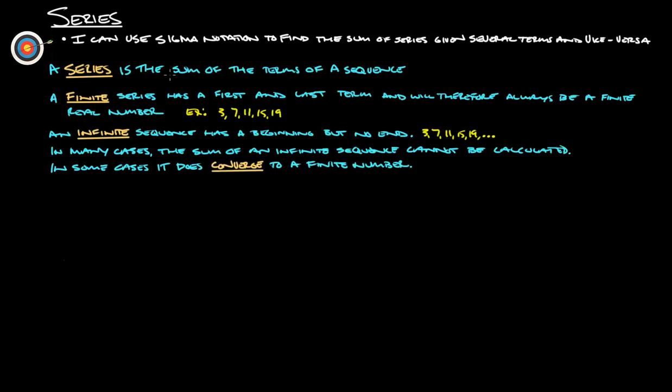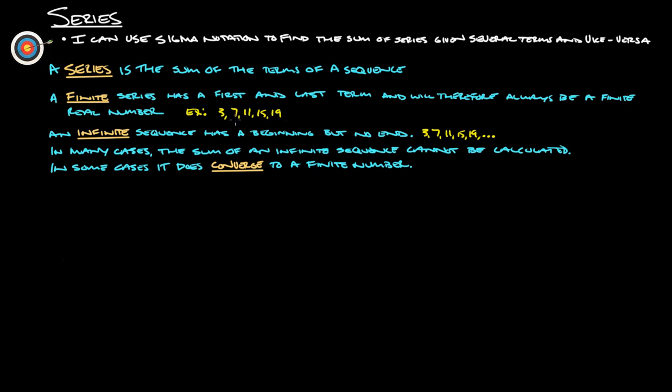A series is the sum of the terms in a sequence. So we're going to take all the terms of a sequence, add them all up, and get a total. A finite series has a first and a last term and will therefore always be some kind of finite real number. For example, if the series was 3, 7, 11, 15, and 19, this is going to give us an actual finite number.